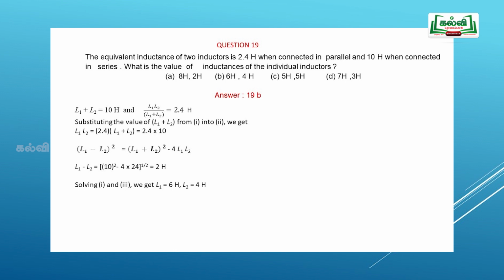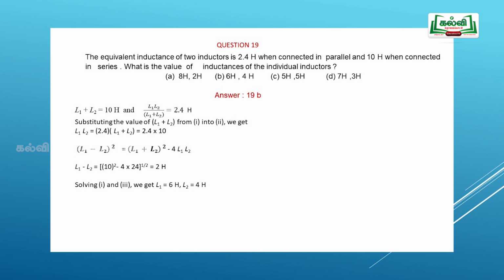Then question number 19. Equivalent inductance of inductors is 2.4 Henry when connected in parallel and 10 Henry when connected in series. See, here L1 and L2 are not given. If L1 and L2 are connected in series, you get 10. They are connected in parallel, you get 2.4. The equivalent value is given. You have solved such problems already with the resistors, in the second chapter, current electricity chapter, in your 12th standard portion. Now one more thing I would like to suggest here is, think this way, okay?